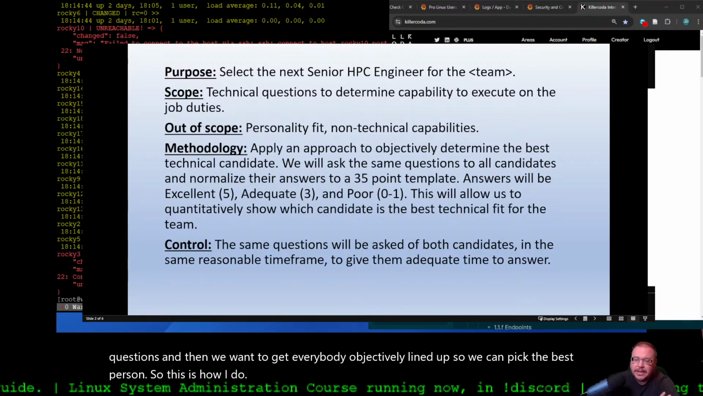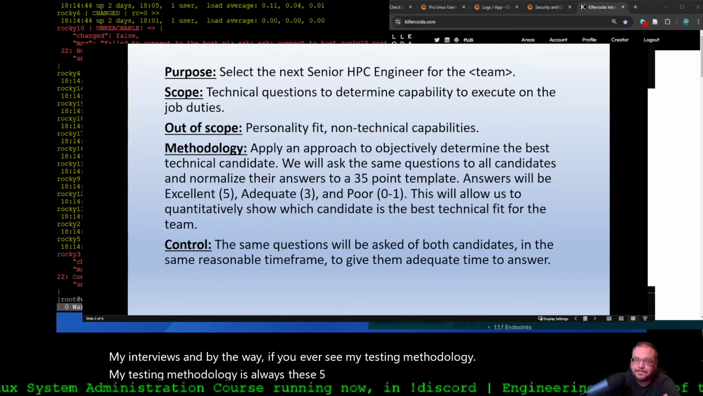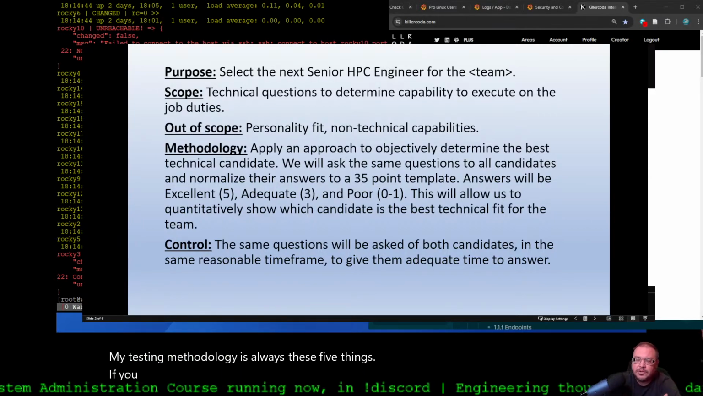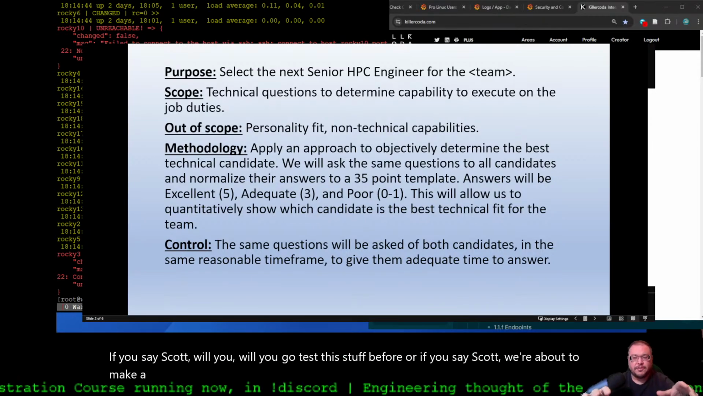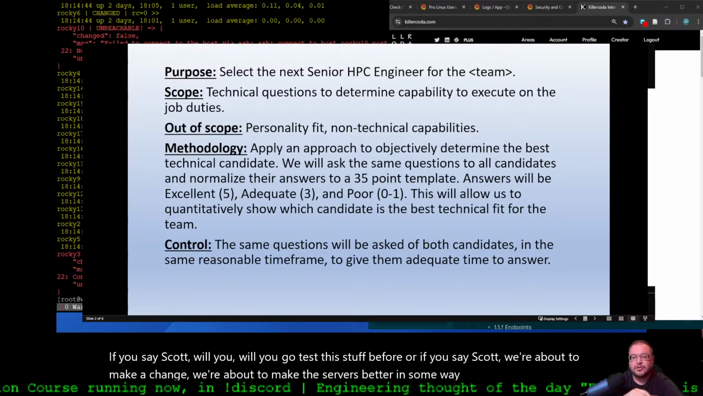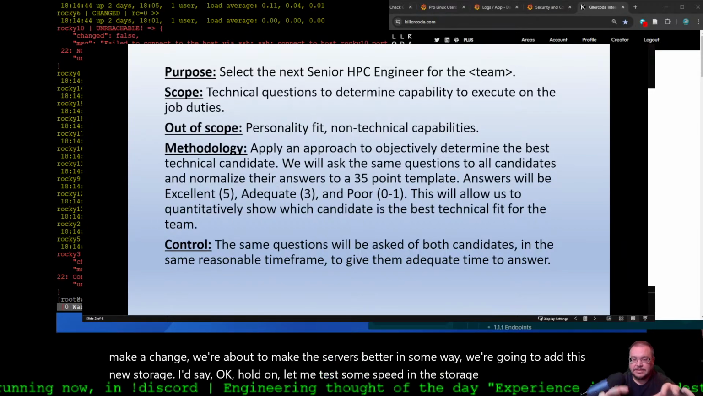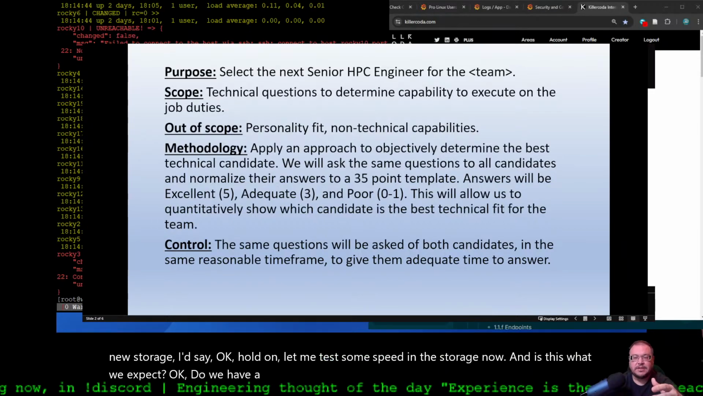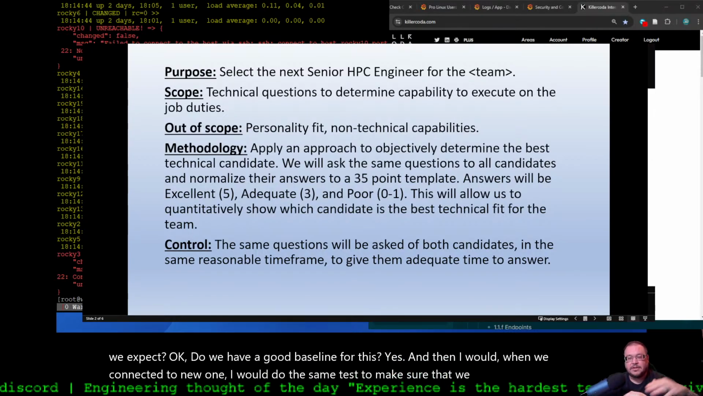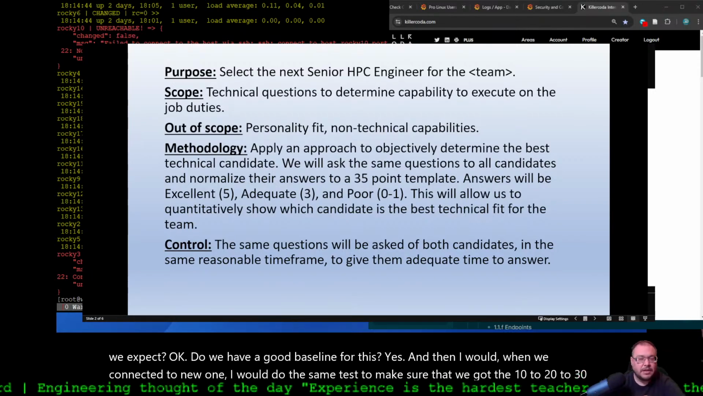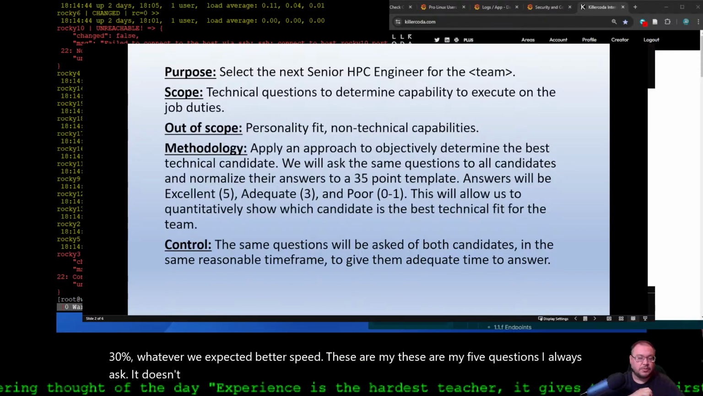And by the way, my testing methodology is always these 5 things. If you say, hey Scott, will you go test this before, or Scott, we're about to make the servers better in some way, we're going to add this new storage, I'd say, okay, hold on, let me test some speed in the storage now. Is this what we expect? Do we have a good baseline? Yes. And then when we connected the new one, I would do those same tests to make sure that we got the 10 to 20 to 30%, whatever we expected, better speed. These are my 5 questions I always ask. It doesn't matter what we're doing. In this case, we're trying to find a person.